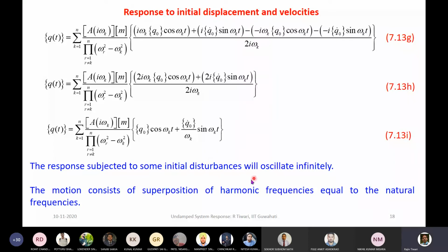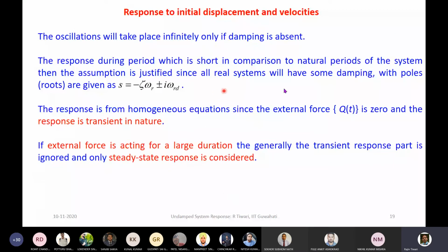So when we are talking about this kind of oscillation, we generally talk about vibration for a short duration. Short duration means a few oscillations, 5 oscillations, 6 oscillations, depending on the system damping.